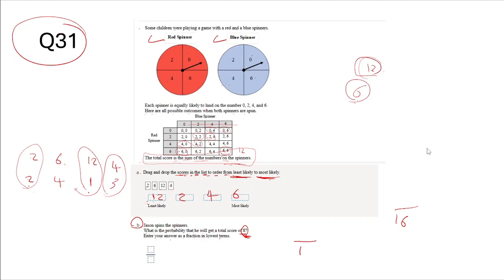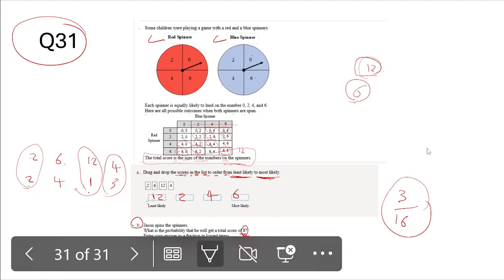So this is 1. 2. 3. Any other spinner scores that will give me 8? No. So it will be 3 over 16. So the answer here will be 3 over 16.